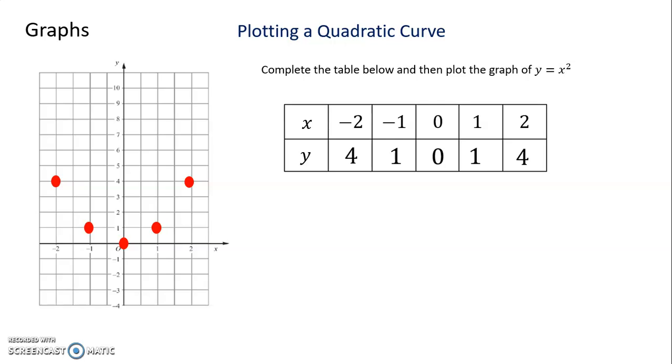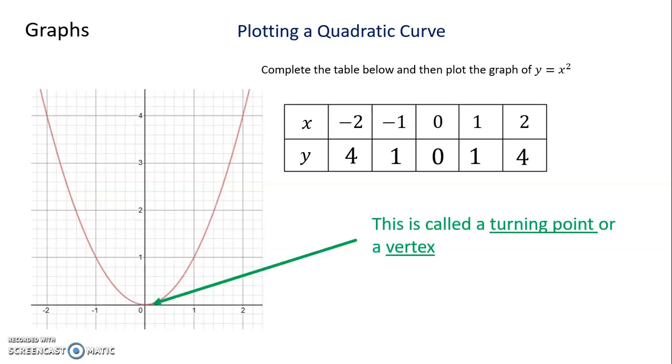So what I've done is I've gone to a graph package to graph this for you, and this is what it should look like. So we get a nice smooth curve, and this curve is called a parabola, this type of shape, and all quadratic curves will have this sort of shape. You also need to know that this bit at the bottom here is called the turning point or the vertex of the graph.